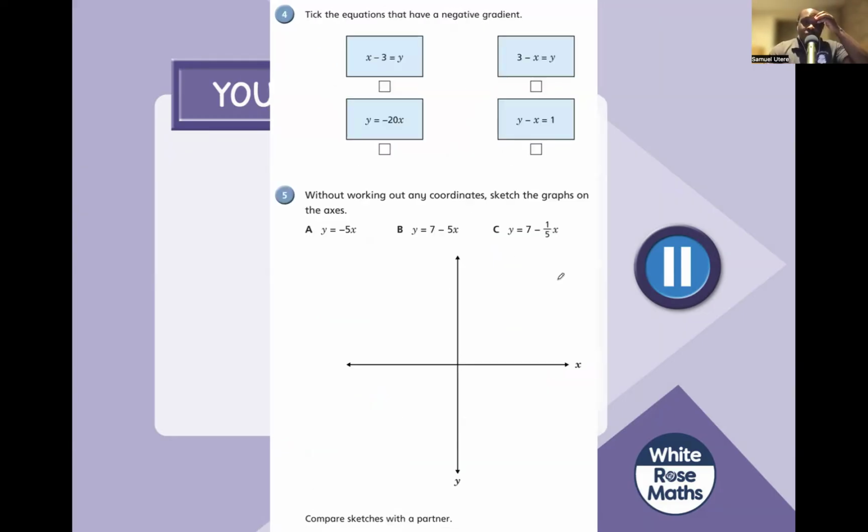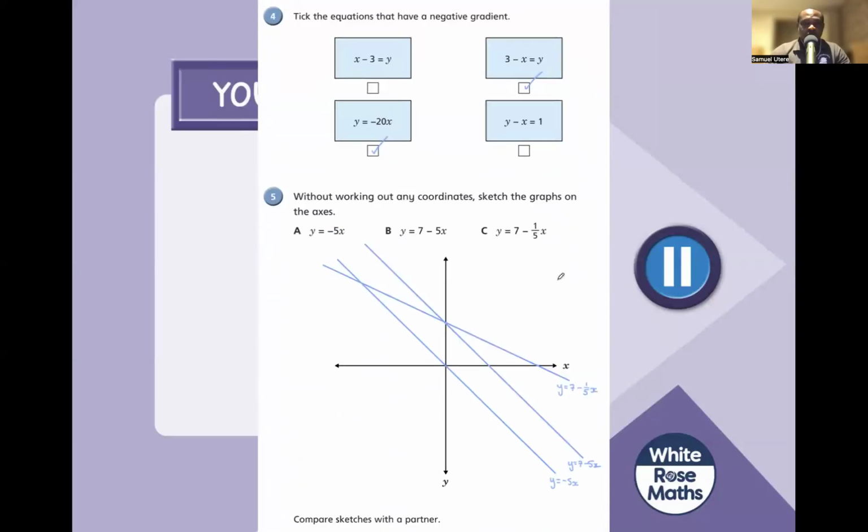Pause the video and answer questions 4 and 5 in 3 minutes. 2 minutes should be sufficient, but you can take how much time you want. Assuming you've paused the video and you've answered questions 4 and 5, here are the answers. Let's discuss them. Here you're asked to tick the equations that have a negative gradient. So by now, you know that when the number next to the x is negative, you know you have a negative gradient. And here they are. So if you rearrange this, you would see that this has a negative next to the x. Okay, so these have negative gradient.